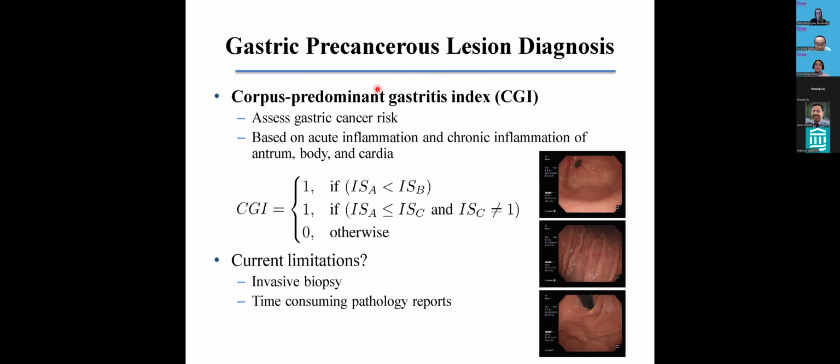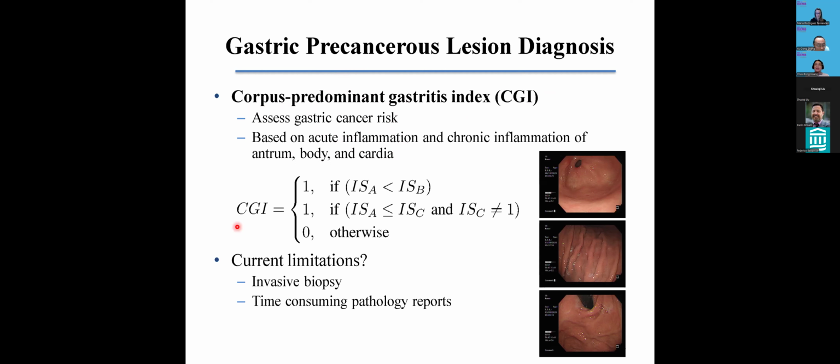So the patient needs to keep on being monitored so that we can find the cancer as early as possible. And one of the most important gastric precancer lesions is called corpus predominant gastritis index, in short CGI. It is used to assess the gastric cancer risk. The index is based on the acute inflammation and chronic inflammation of the entrance, body, and the cardia. Those are the 3 sections we mentioned above.